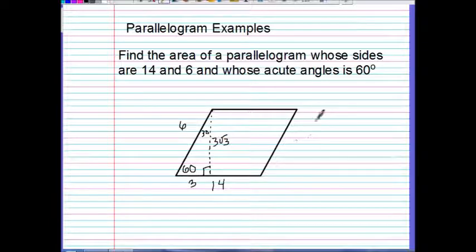So here we go. Let's do this. For the area of our parallelogram, we have base times height. And 14 times 3 root 3 is 42 root 3 square units. And we're set.